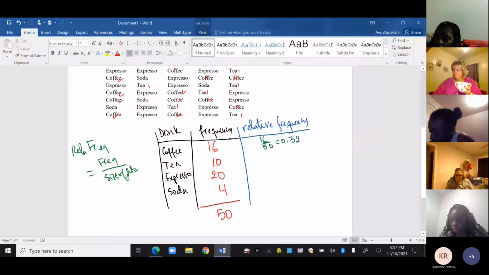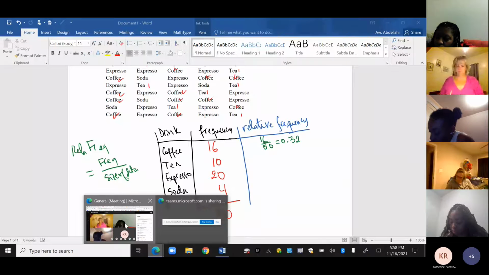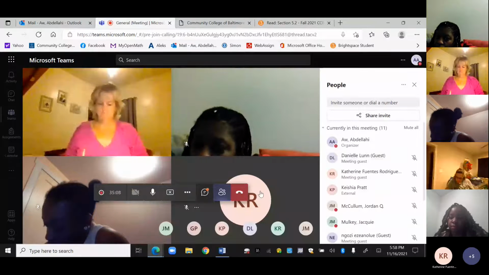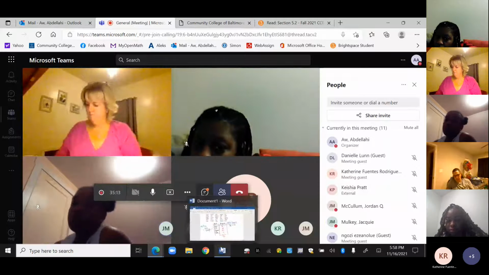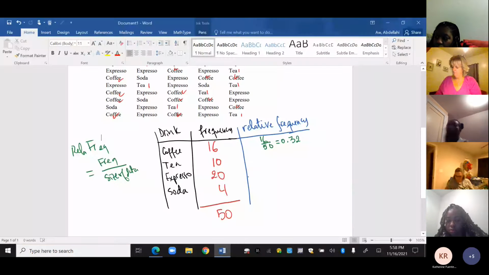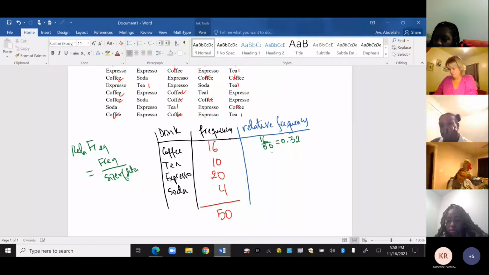Okay, this is 0.32. Sometimes they can ask you to give the relative frequency as a decimal number. In that case, we're done. But sometimes they can ask you to give it as a percentage, which is the same answer, by the way. Any number can be converted to a percent and vice versa. Remember, percent means divided by 100.